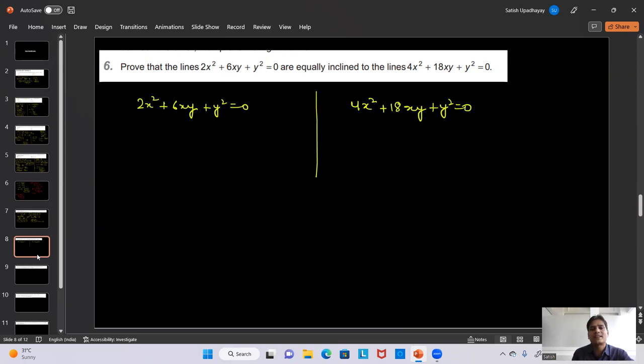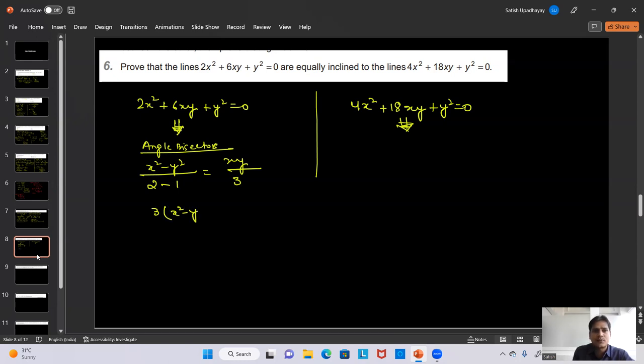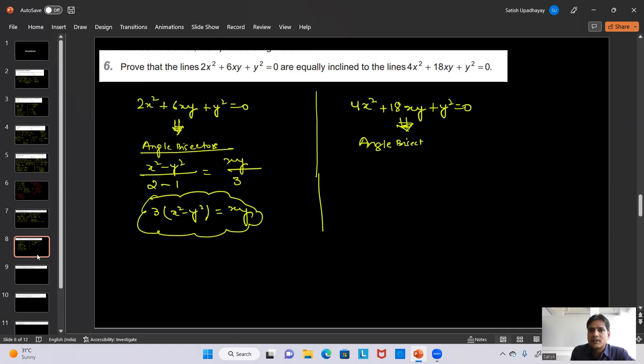If we can say that the angle bisector for this and the angle bisector for this comes out to be same, then we can say both these lines are equally inclined. So I will write the angle bisectors for this pair of lines. It will be x square minus y square upon a minus b, 2 minus 1, and that will be equal to xy upon h. What is h? h here is 3. So 3 times x square minus y square is equal to xy. So this is the equation of the angle bisector for this pair of straight lines. Is it okay? Now I will write the same angle bisectors for these pair of straight lines.